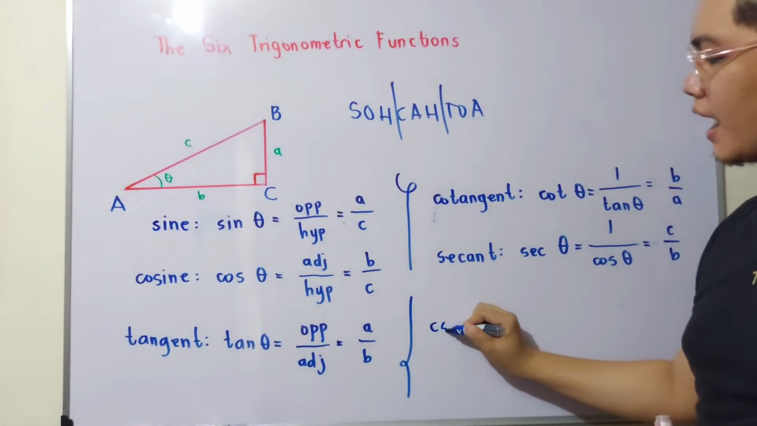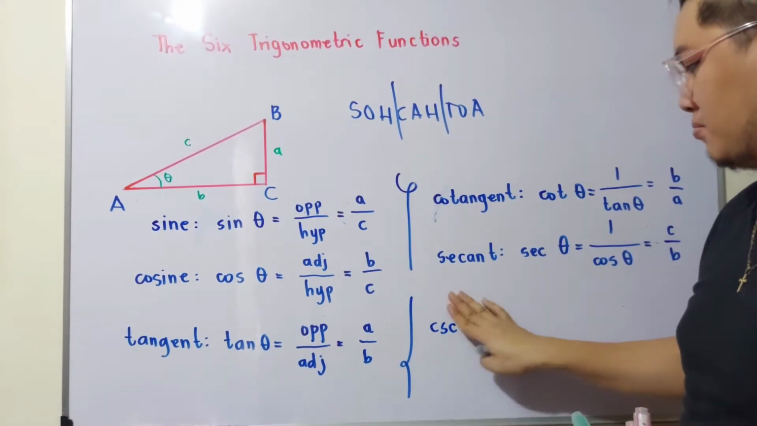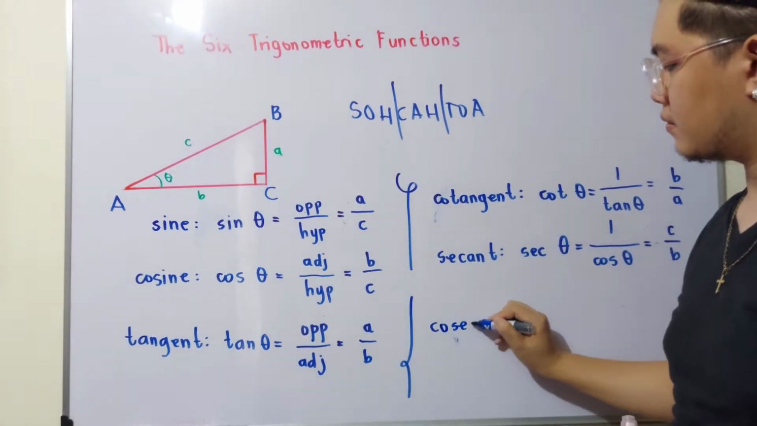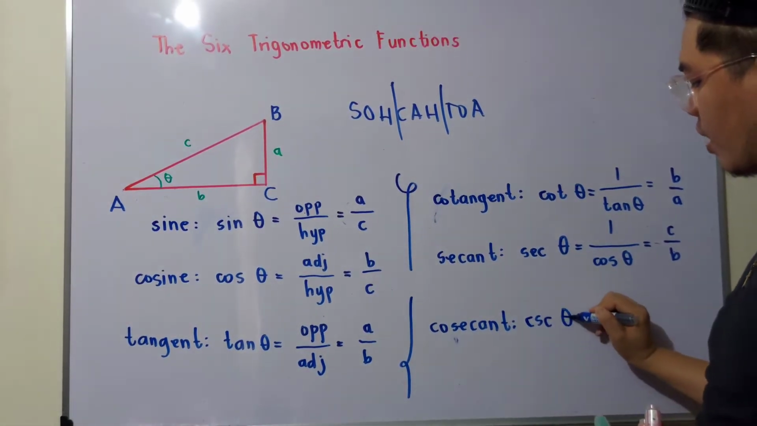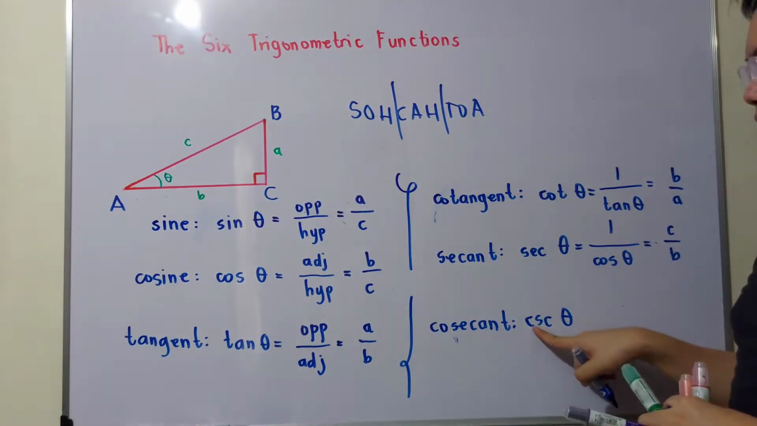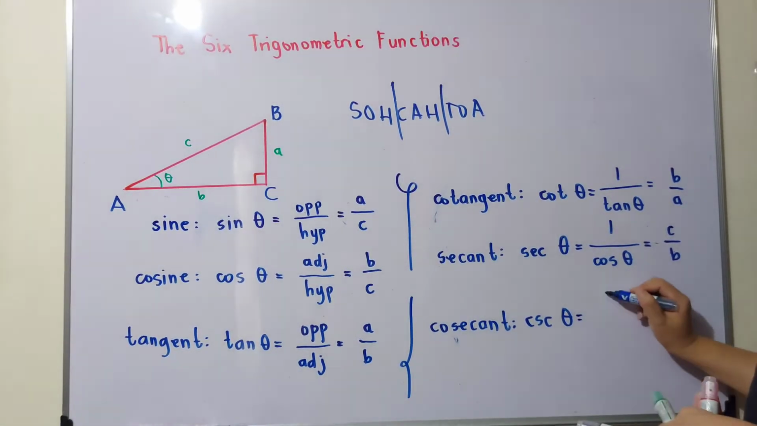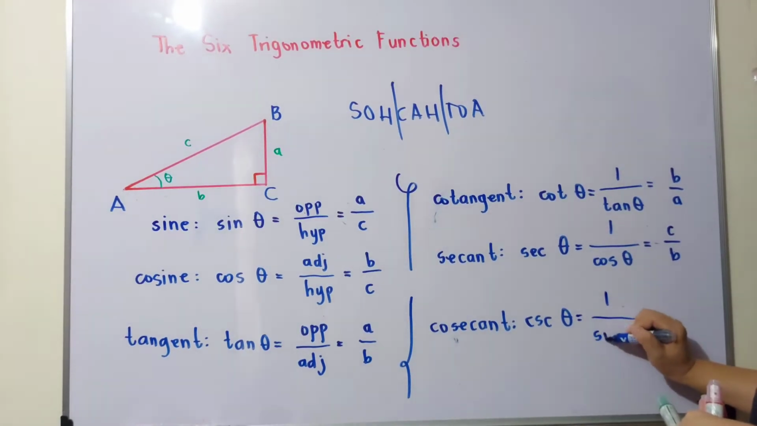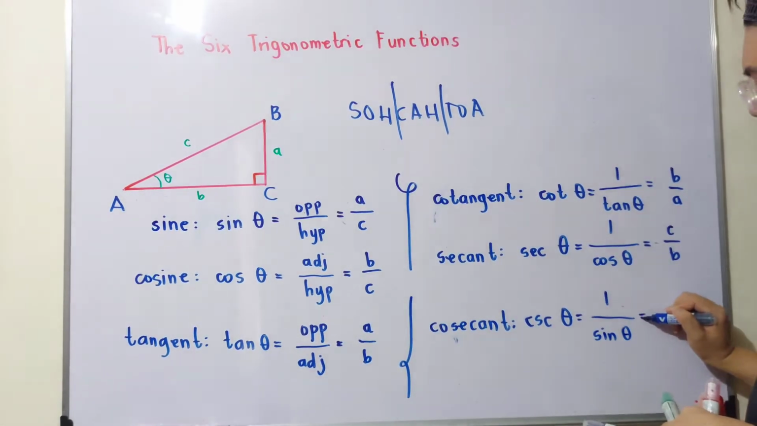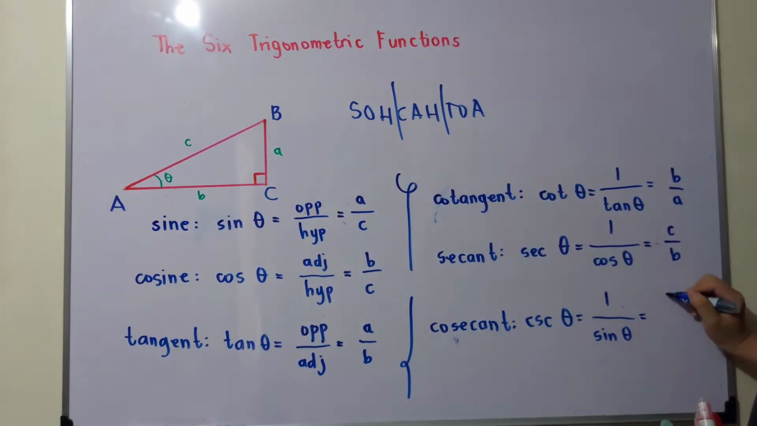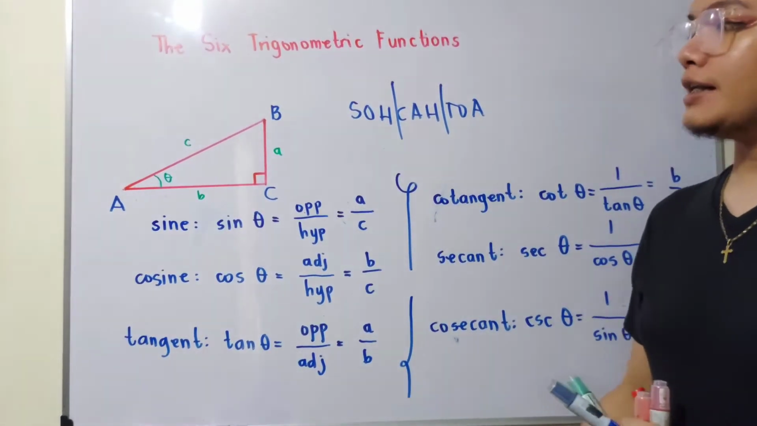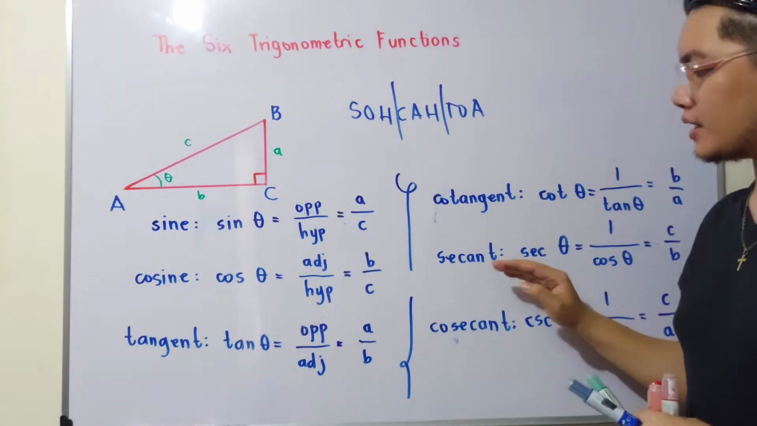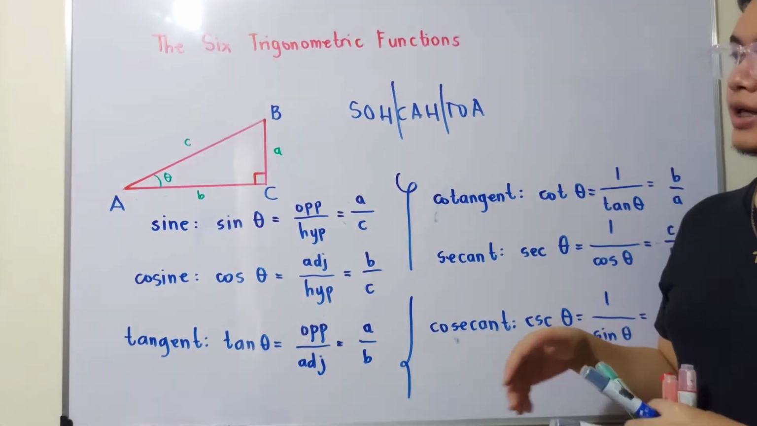And then, for the cosecant, ito yung kanyang abbreviation, cosecant theta. So, ito naman ay reciprocal ng sine. So, reciprocal lang nito, C over A. Ayan. So, ayan yung 6 na trigonometric functions. Sine, cosine, tangent, cotangent, secant, cosecant. Okay.